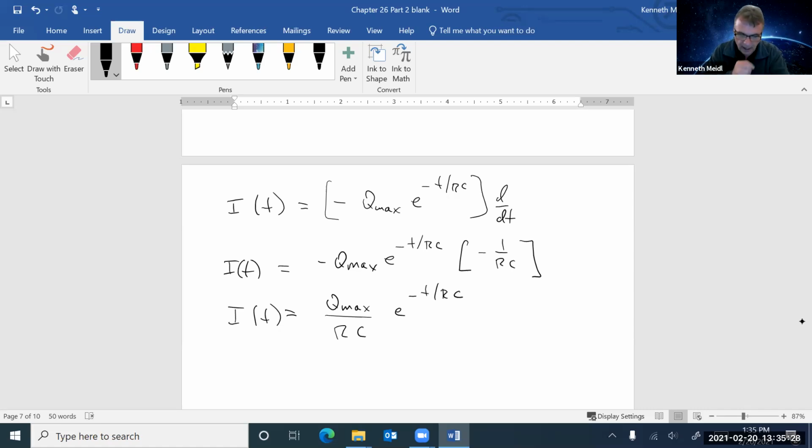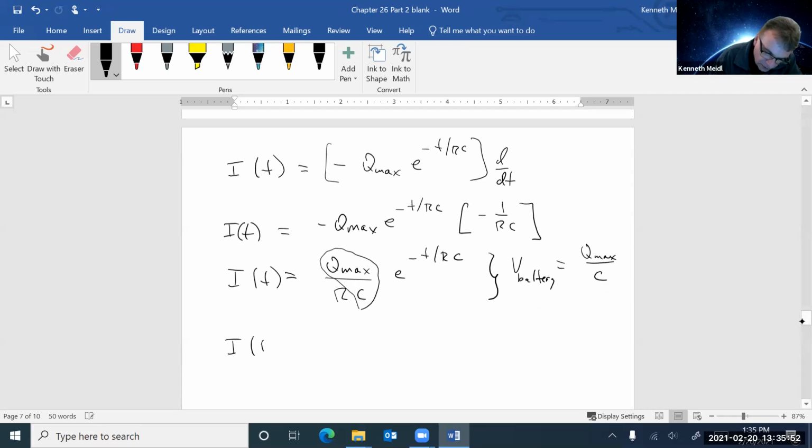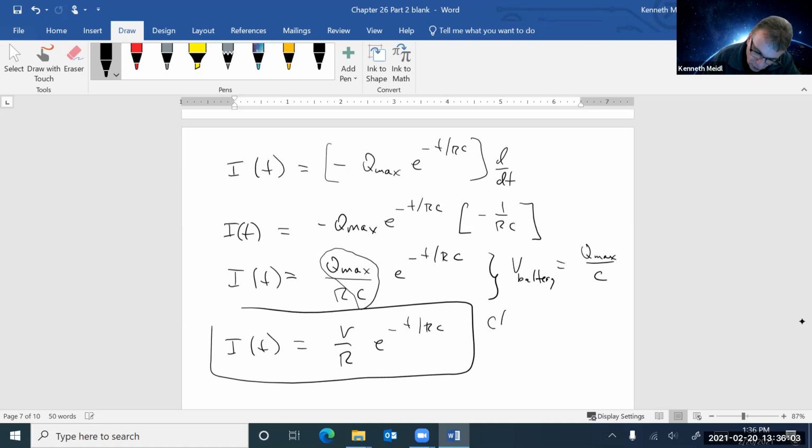And there's a couple ways you could leave this just exactly like what we've got here, but remember the voltage of the battery equals Q max all over C. So these two pieces right here could be just written in terms of the voltage of the battery. So V all over R, and then you've got something like this. Okay, and so there is the current for a charging capacitor.